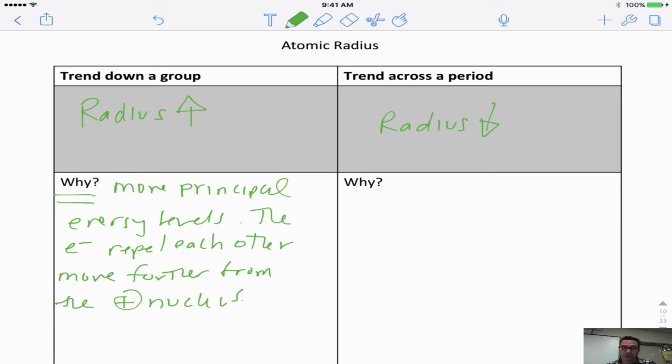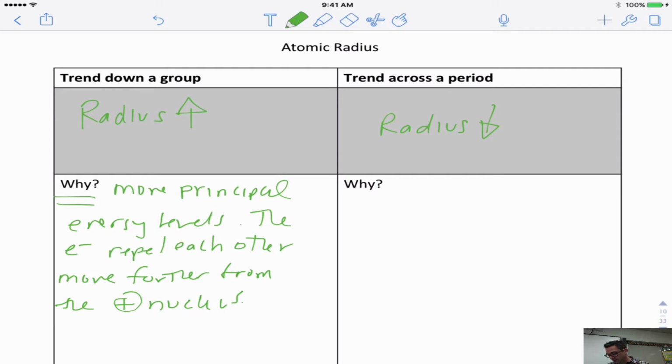Now, it's important to note here, and we'll get into this when we talk about ionization energy, that the attraction between that outer valence electron and the nucleus is going to be less. Now, when we go across, the radius decreases, and this explanation is a little bit more difficult.